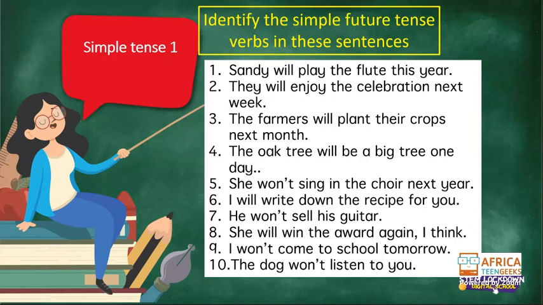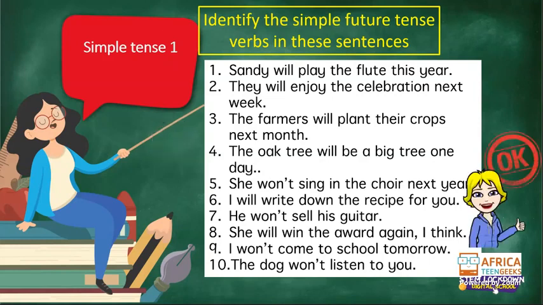Number 9 is won't come. Good. And number 10 is won't listen. Excellent. I'm clapping. Excellent. Well done. Well done.